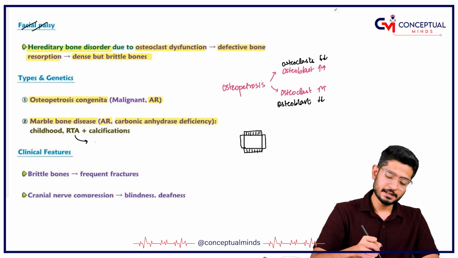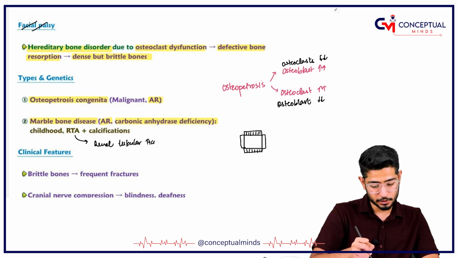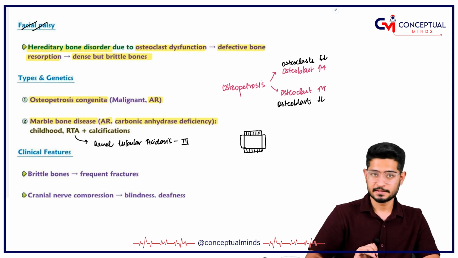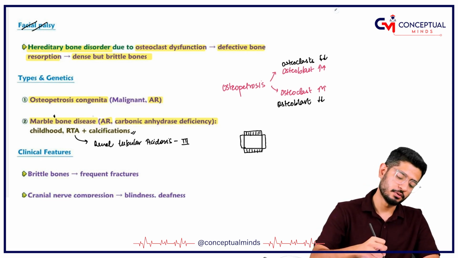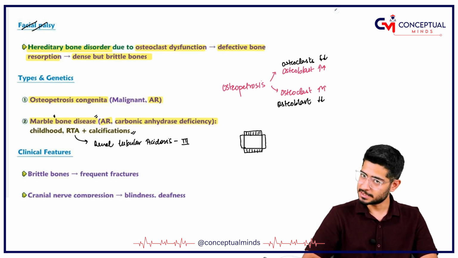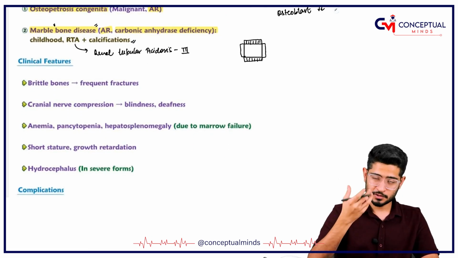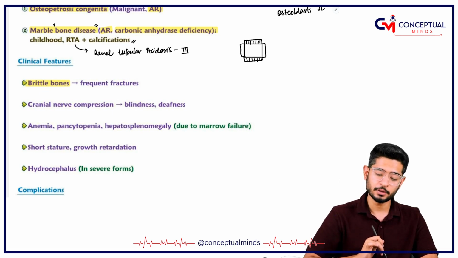So RTA, that means renal tubular acidosis. We have taken a lecture on renal tubular acidosis, so you can just watch that lecture, because in RTA type 3, renal tubular acidosis type 3, we have discussed this already, that there is a calcification which is going to happen. That's why it's a bone disease, and the bone disease which is associated with RTA type 3 is none other than pediatric osteopetrosis. So as I've told you that the strength is not there in the bones, so bones are brittle bones which have frequent fractures.